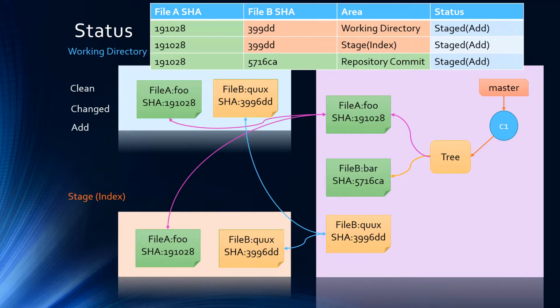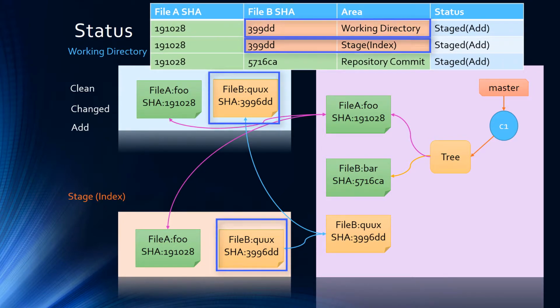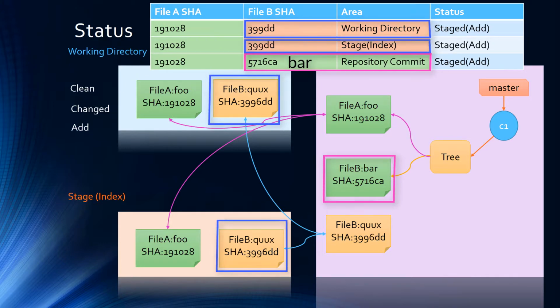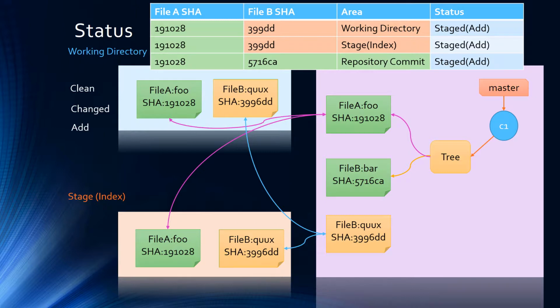Yes, it shows that file B in the working directory and stage are the same. They are the changed file. The file B in the repository commit remains the old version. We call these stages staged. Running git status, it will tell you changes to be committed, modified files. I believe it's very easy for you now to know what exactly the command is telling you.